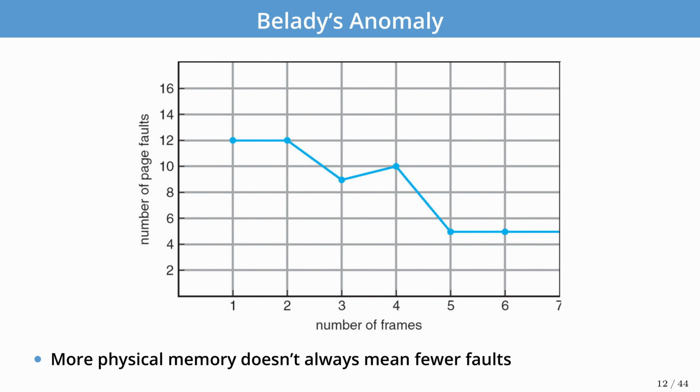Having more memory doesn't always translate to fewer page faults, and this is known as Belady's anomaly. So we can see here, while the general trend is a decreasing curve where the more memory we have, it should reduce the number of faults, this isn't true in an absolute sense. As we can see, the change from 3 to 4 resulted in an increase because of the access pattern and the eviction policy.